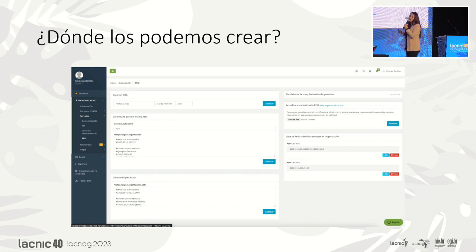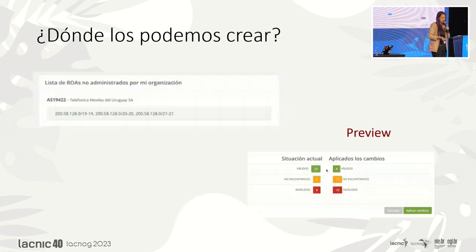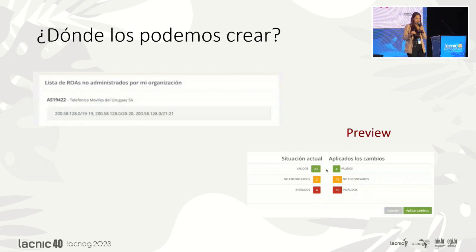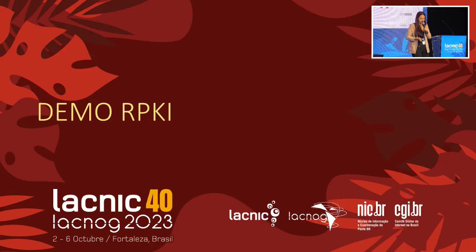I don't know whether you can see this. It's rather small, but well, the platform is quite intuitive. And when we generate the ROAs, we'll see the information of the segments that we have created through all of the autonomous systems we have there. And we're also going to have a preview telling us the current status of the ROAs that we created, whether they are valid, not valid or not found.